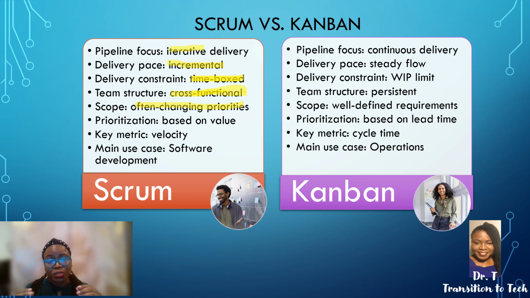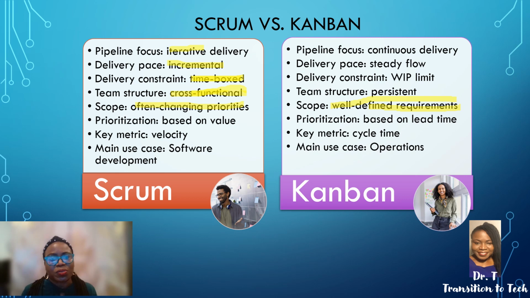Now, from a scope perspective, in order for Kanban to work, the requirements have to be well defined. There's no waiting on a decision about prioritization, and there's no ability really to absorb much change within Kanban, because those work items need to move from to-do to done, and they need to be well defined.